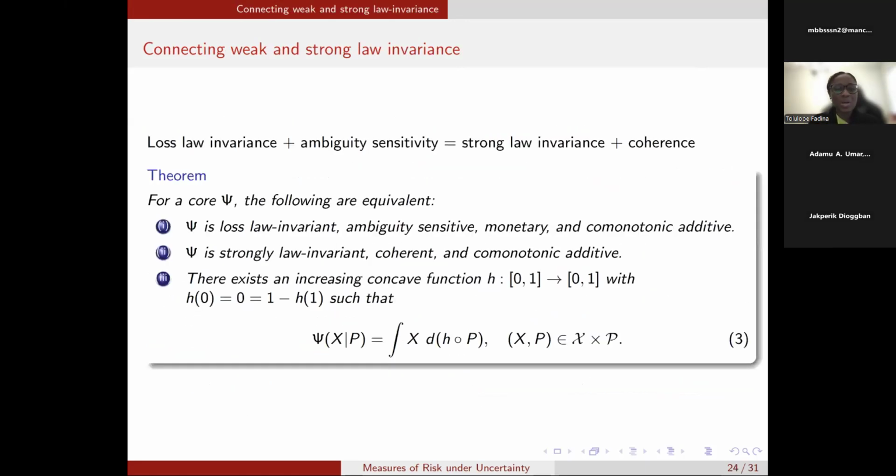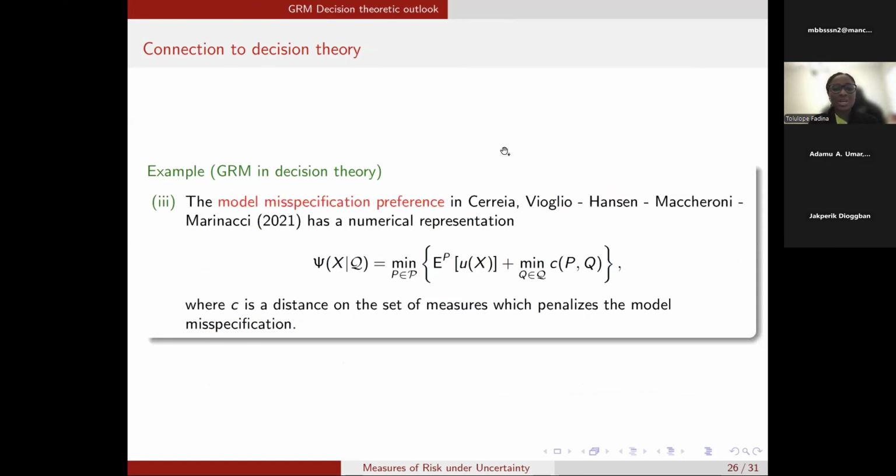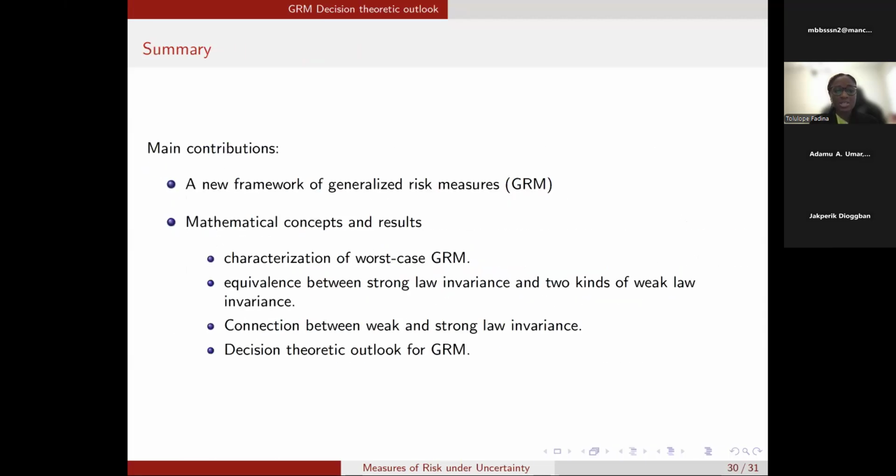So I will skip this part, and to finish off here, I will just talk about the connection to decision theory. Again, what we did is on risk measures, but this can be extended to the literature on decision theory. The idea would just be to compare a risk and a set of scenarios with another risk and another set of scenarios, which we actually formalize, and we have the result in our paper. But because of time, I will just leave this part of the talk and finalize.